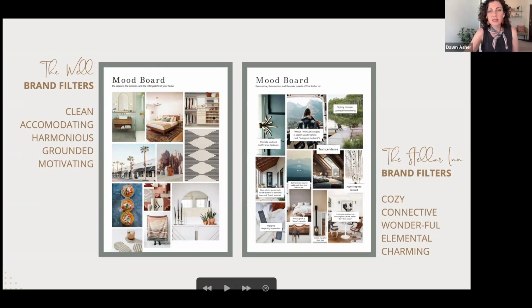And here is another version of our mood board where we'd have this first page with visuals only. The second page is a repeat, but with real descriptions to say, this is why we're selecting these images. This is what they mean. This is how they're going to connect to your brand.